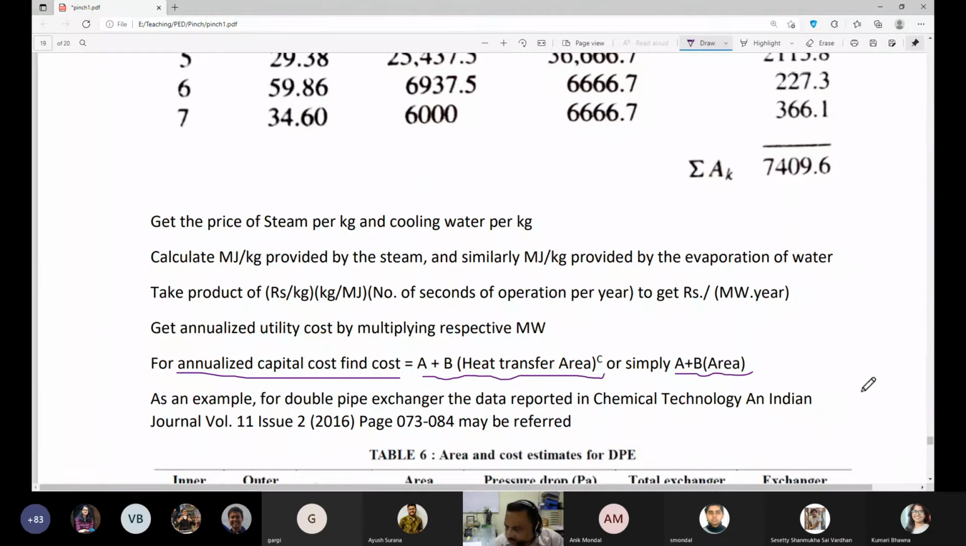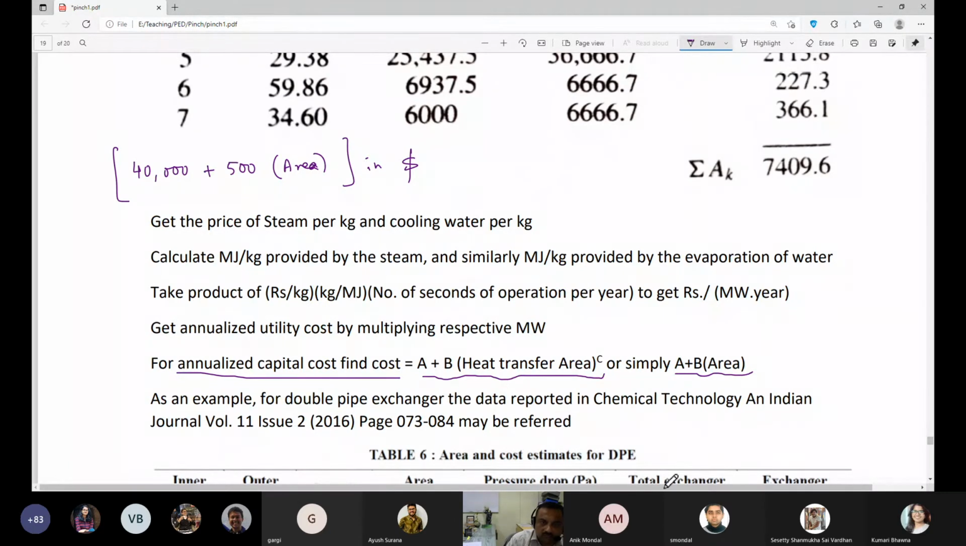Now I have some numbers available with me here. These numbers are in dollars. In US it is 40,000 US dollars plus 500 into area. Okay, so that means A plus B into area. You can have this kind of a form. So this is in dollars and area in meter square. So this is one way of doing it.